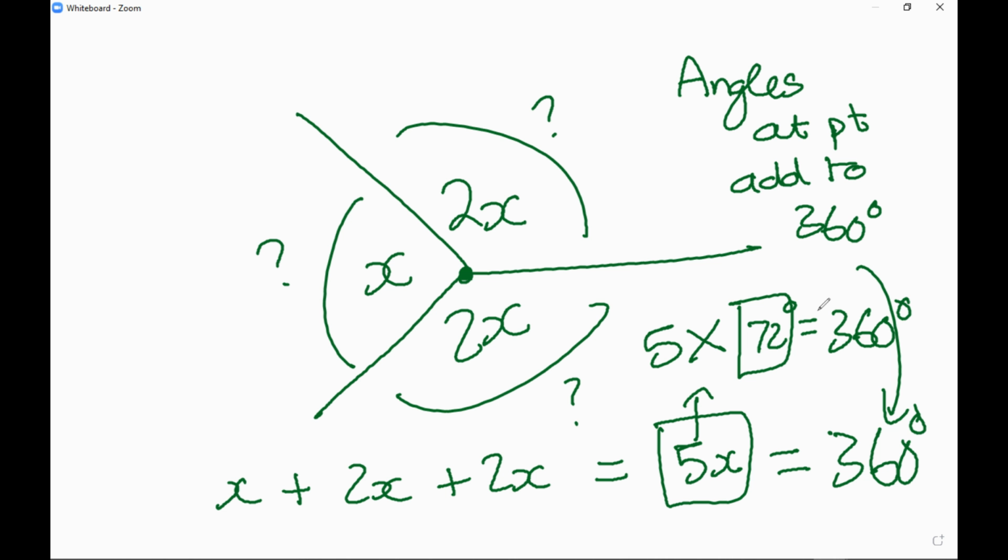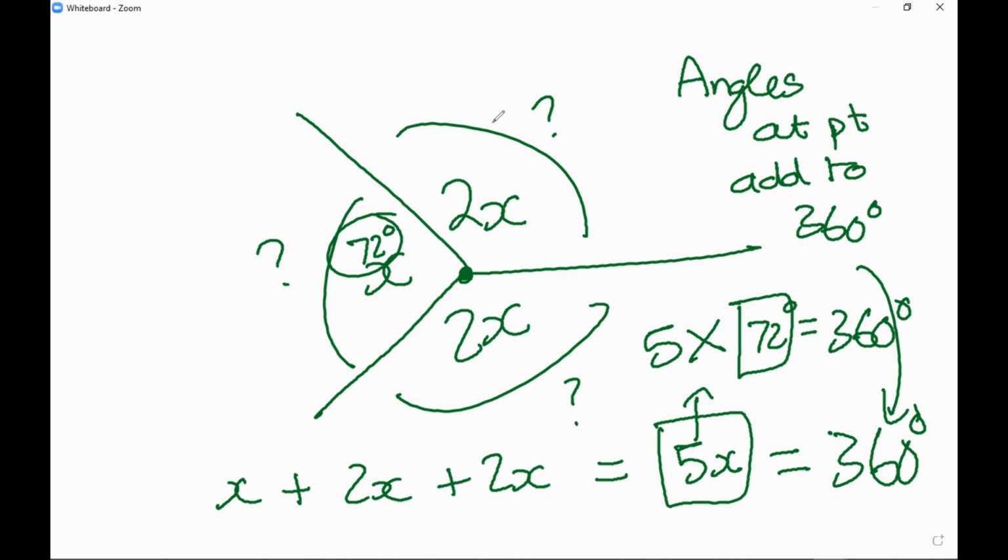So now that I've got 72 degrees there, 5 times 72 is 360. I still haven't found all the angles, but I do know this angle is going to equal 72. This one is not 72. What will that be? What's 2x if x is 72?